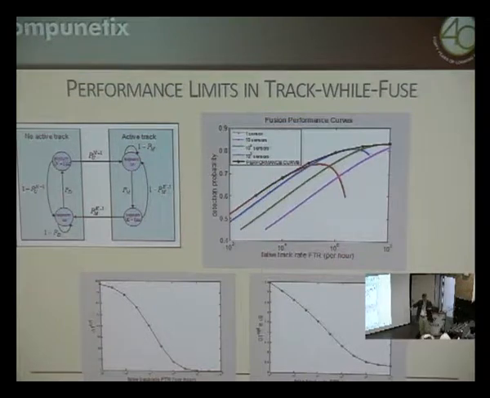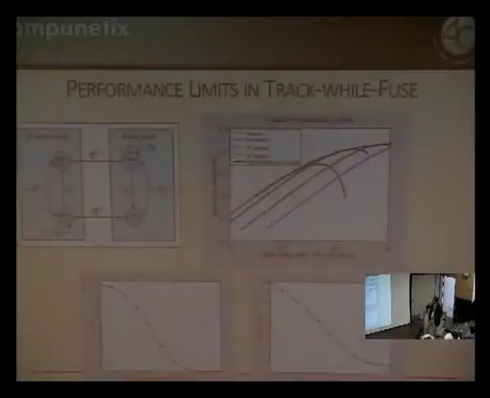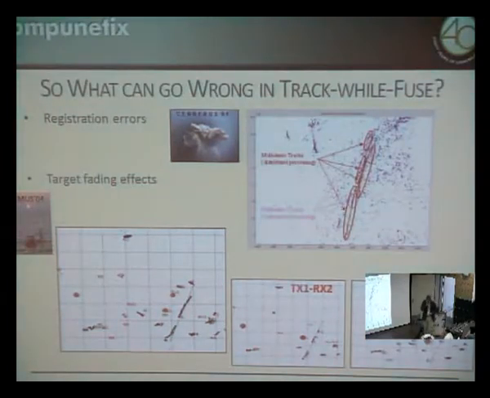It turns out that the best thing to do, by the way, is to match the detection threshold across all of these assumed-to-be-identical sensors. Okay, so the message to take away from this is that there are limitations in performance in centralized tracking.